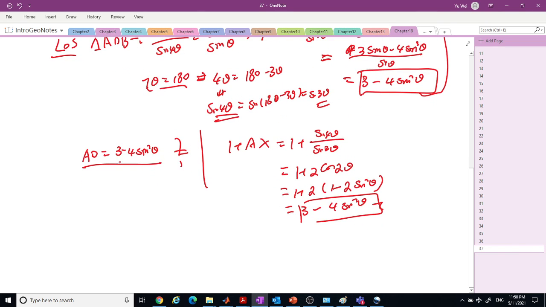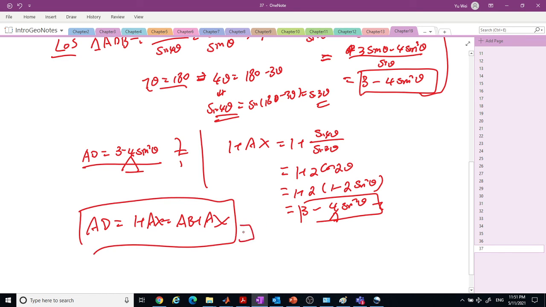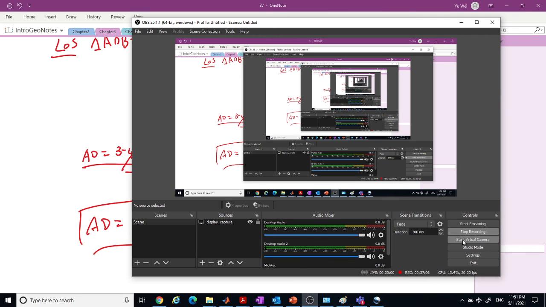Okay, so that's why you can see this and this are equal. So that's why AD is equal to 1 plus AX is equal to AB plus the AX. Okay, there are many problems you can use trigonometry to do, because trigonometry using the law of sine and the law of cosine just implies all the relationships of the triangles in sides and angles. So yeah, that's it for this video. Thank you.